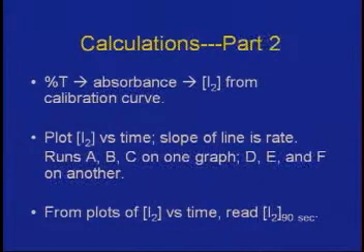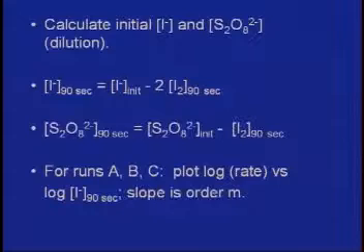Now you're going to put 3 runs, A, B, and C, on one graph. These are the runs where you varied the iodide concentration. You're going to put D, E, and F, where you varied the peroxydisulfate concentration, on another graph. For each of these 6 lines, from the plots of iodine versus time, you're going to read the iodine concentration at 90 seconds.